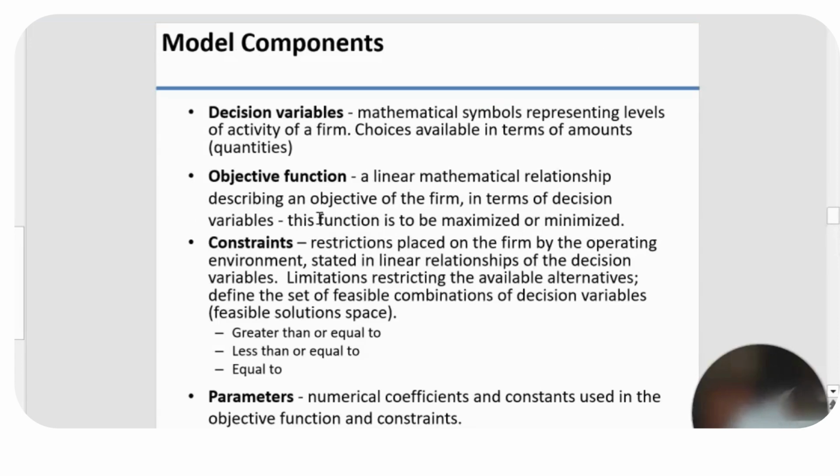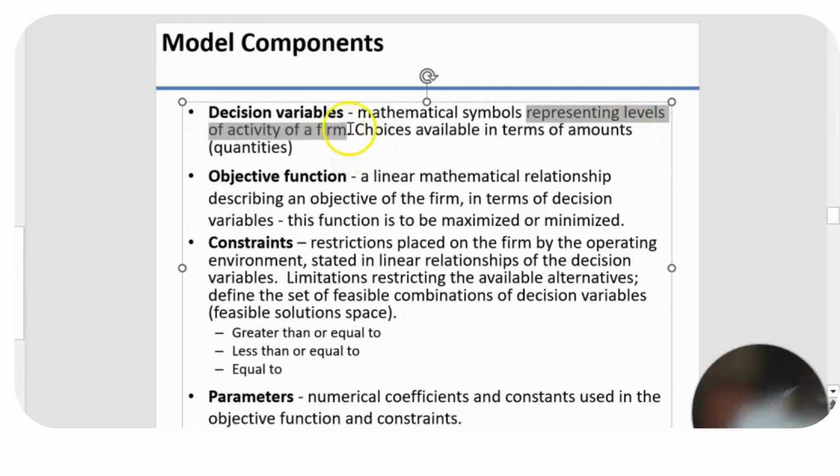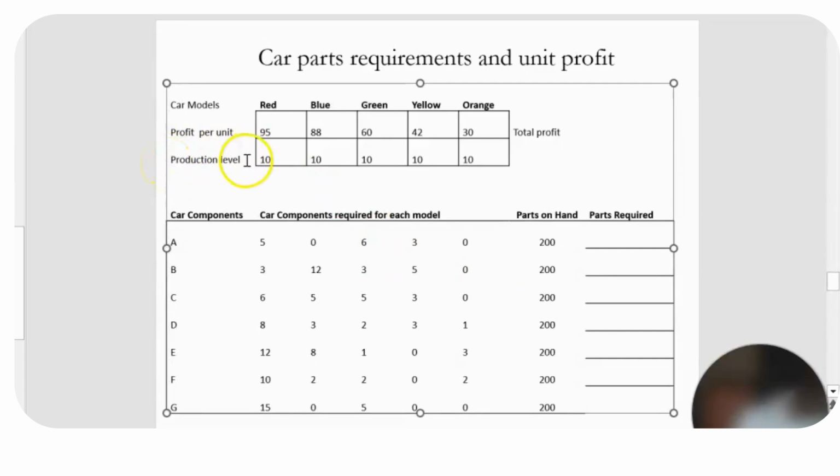Okay, so in Solver, we expect 4 components as we are using Solver. First of all, you must have the decision variables. Decision variables, in most cases, represent the levels of activity of a firm, like to what level the firm is active, or the amounts available in terms of quantities. For example, in this example here, the production levels determine the quantities of the firm's production. Therefore, we shall regard this as our decision variables.